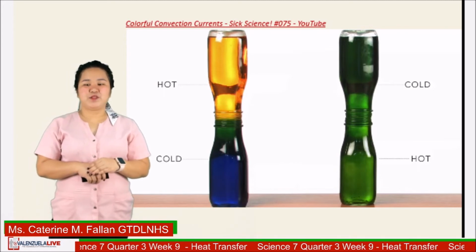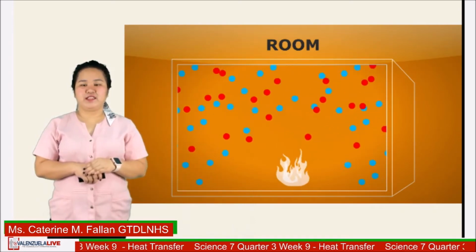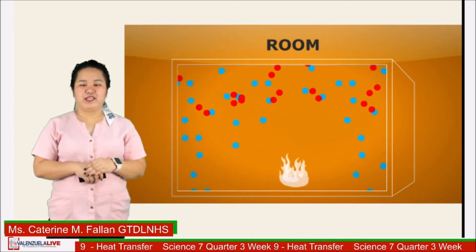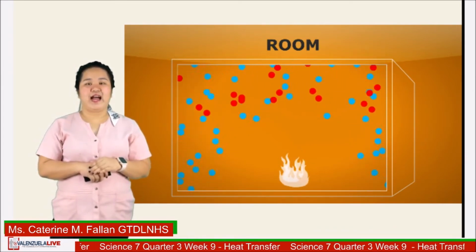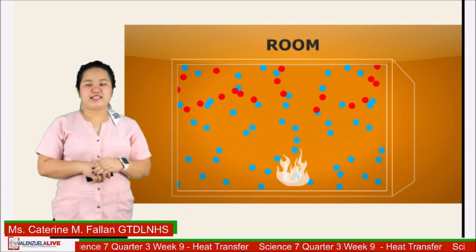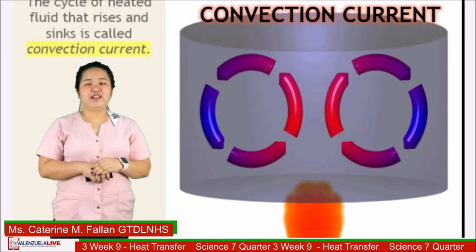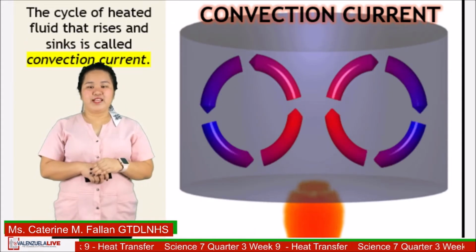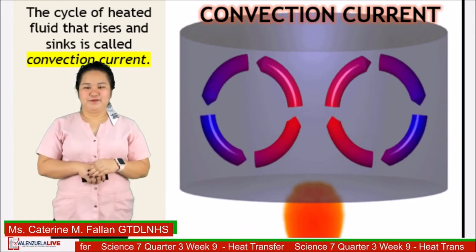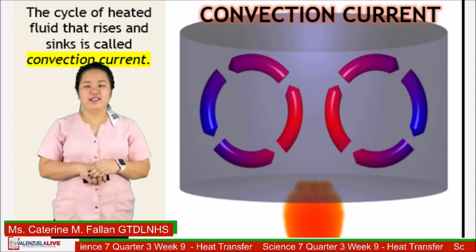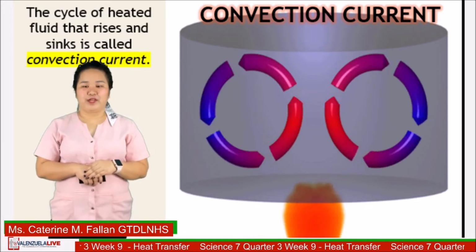Since liquid and gas molecules are free to move, whenever they acquire heat, they tend to move so rapidly and become lighter. That is why hot air and hot liquid rise. As they rise, they tend to lose energy. The cycle of heated fluid that rises and sinks is called convection current. That is why, in the experiment, the warm water moves up and the cold water moves down.